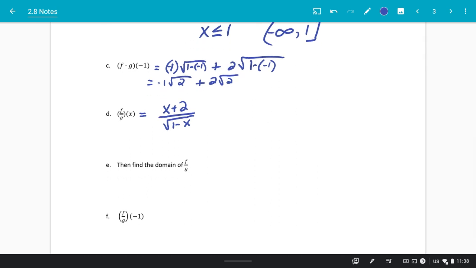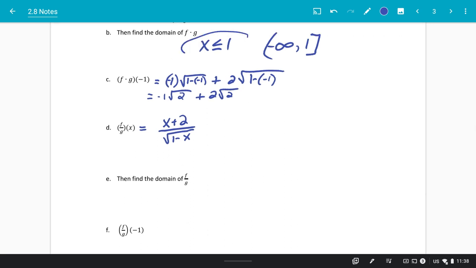I already said we can't have any negatives because it's under a square root. I also can't have 0. So I can't have 1 either, can I? So now our domain was less than or equal to 1, but now it's got to be just less than 1. Or from negative infinity to 1, non-inclusive.